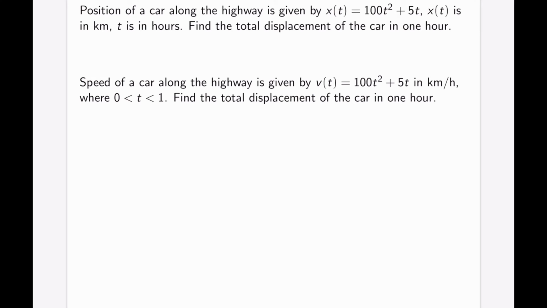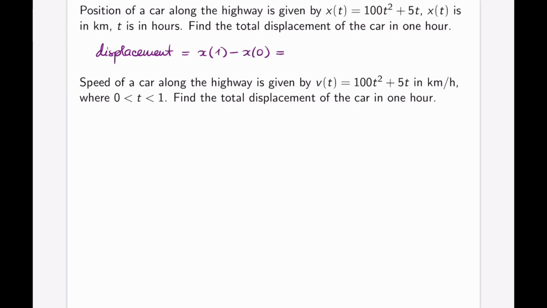with speed. The first one is the position of a car along the highway is given by this function, x, so the position in terms of time. We're asked to find the total displacement of the car in 1 hour. So again, remember that displacement is not even the distance traveled, it is simply the position at the end of the interval at which we're interested in, minus the position at the beginning.